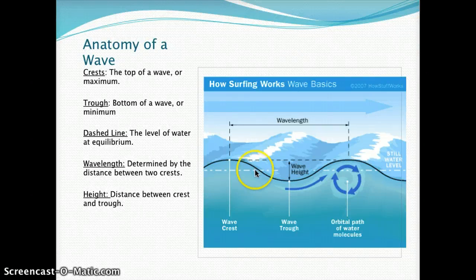And the wavelength is determined by the distance between the two crests or two maximums. So if there's more wind, there's probably going to be a greater wavelength. Also, wave height is the distance between the crest and the trough.